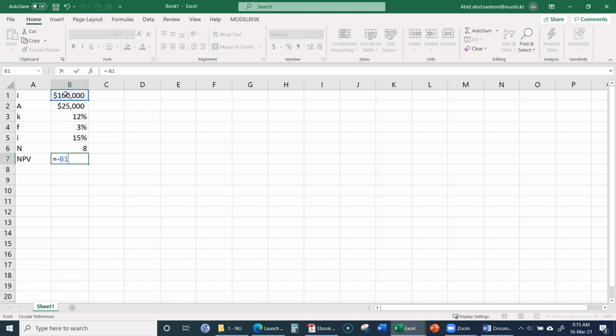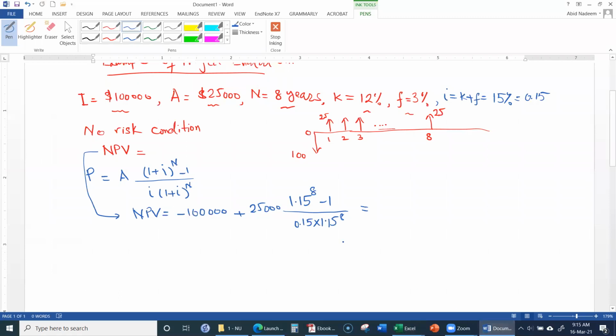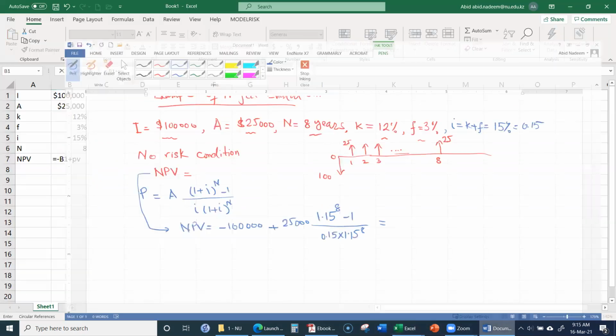Okay, and then the annual benefits are the cash inflows. So cash inflows are positive. So for this, I will use the positive sign over here. So there is an inbuilt function in Microsoft Excel for the present value of the annual benefit cash flow, which is equivalent to this formula. Present value PV is equal to this function, which is equivalent to this formula.